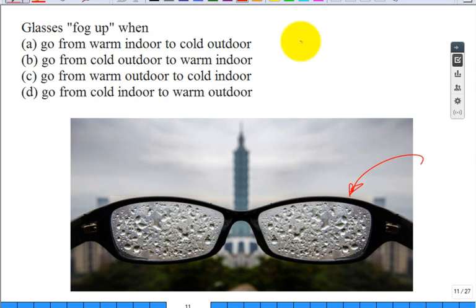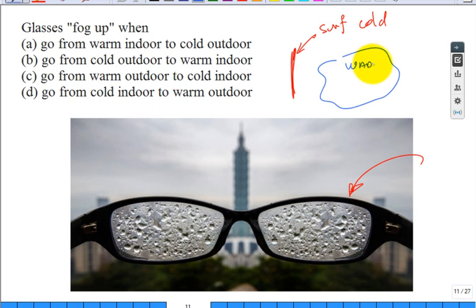You get condensate on a surface, and the glasses are the surface of interest, when the glass surface is cold and you expose it to warm, humid air. That's when you get it. So what makes sense?